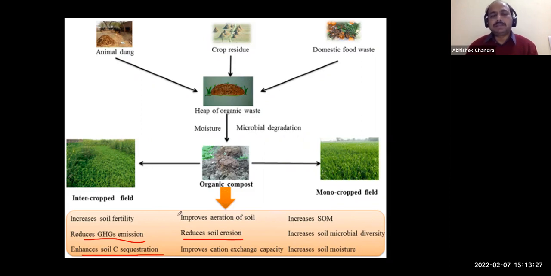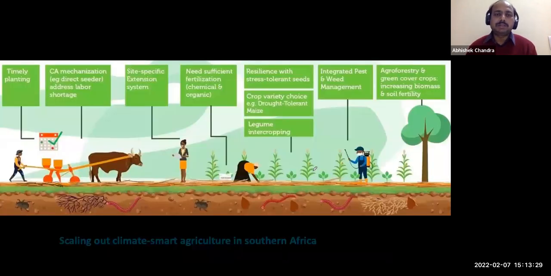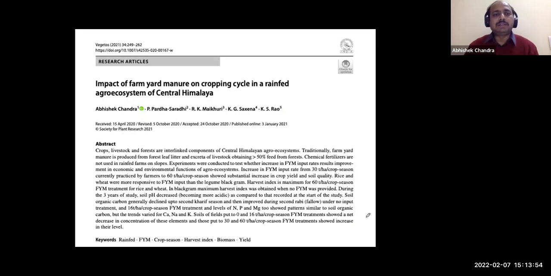So these are beneficial, and it is scaling out climate smart agriculture in South Africa, where they are deploying this along with water harvesting and leguminous intercropping. They interchange weed management and pest management, and agroforestry, all growing in this scenario. Now we look at the impact of farmyard manure in the cropping cycle in rain-fed agriculture in the central Himalayas.